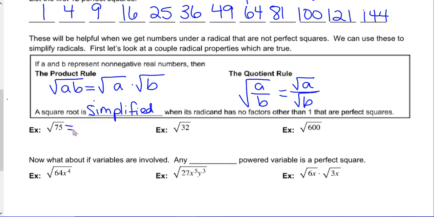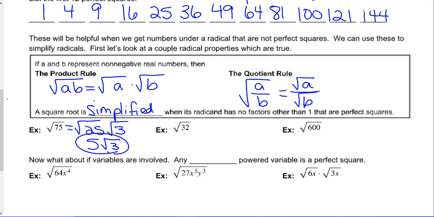Because I can split that as 25 times 3. So 3 is kind of like the leftover. 25 is my perfect square, and so in order for it to be simplified, I can't have any perfect squares under that radical still. So what is the square root of 25? Well, what times what gives me 25? It is 5, and then I'm just going to rewrite that leftover. And this is what we call a simplified radical.